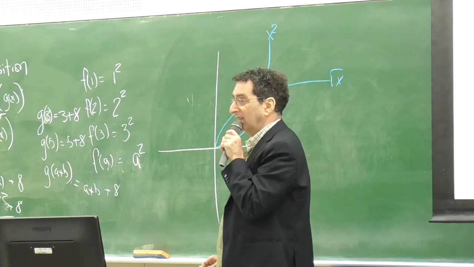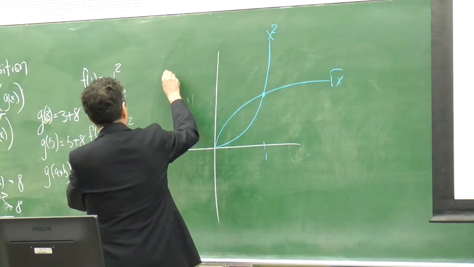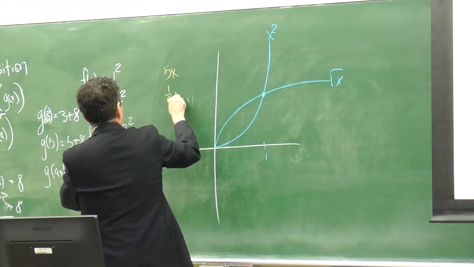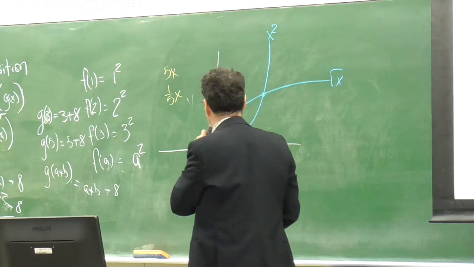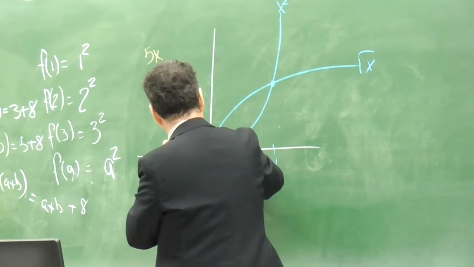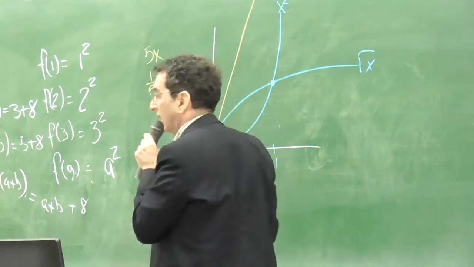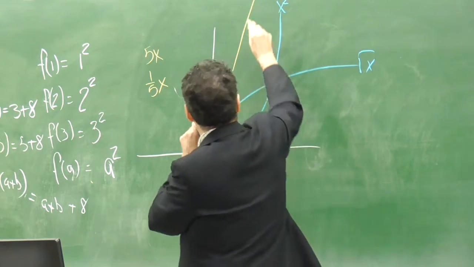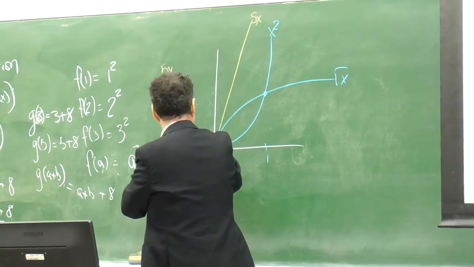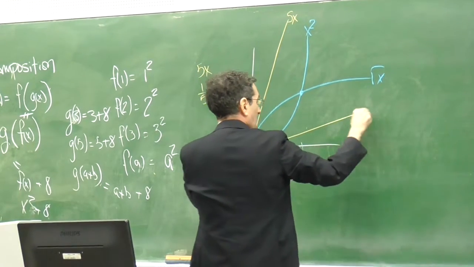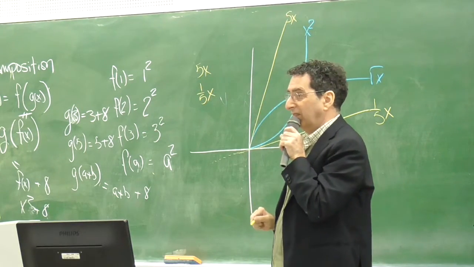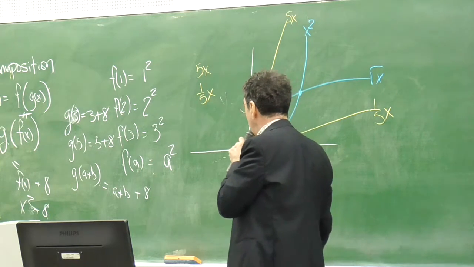And 10x. I think I'll change it to, well, I'm going to change it to 5x and 1/5 x. Okay? So what do they look like? So 5x looks something like that, right? That's about 5x maybe. And 1/5 x looks something like that. Okay?